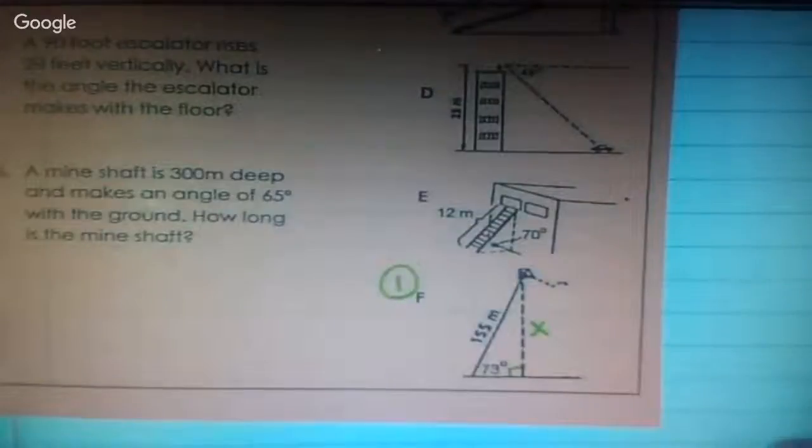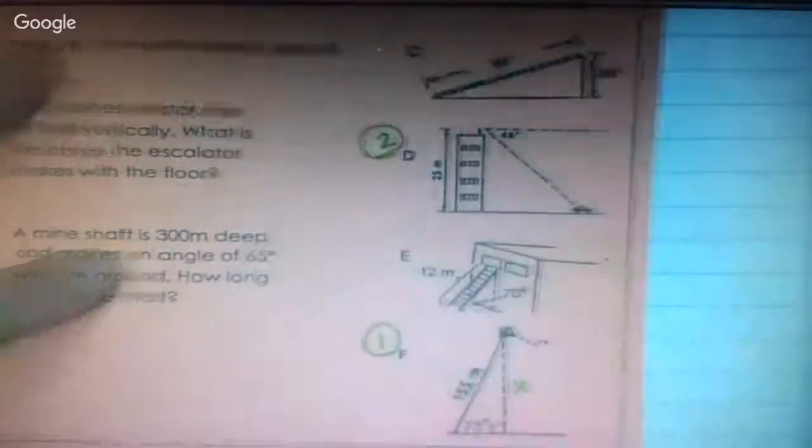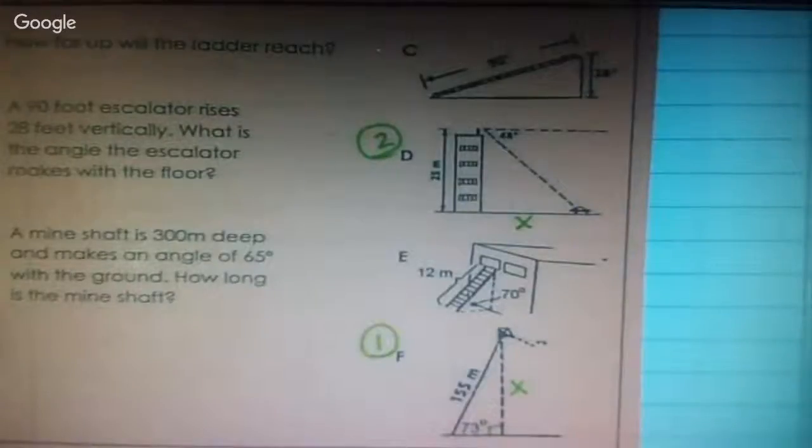Number 2 says, how far from the building is the car? You said which one? D. Okay, so D is number 2. What am I actually trying to find? The other leg. I'm trying to find this. They want to know how far from the building is the car, not how far I am from standing on top of the building looking down at the car.